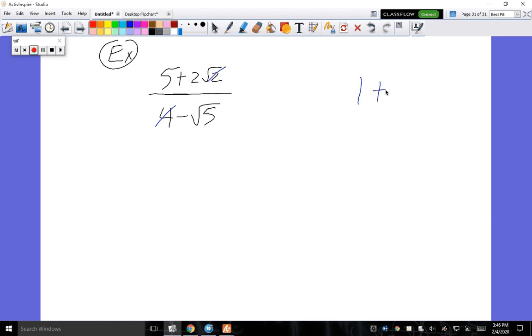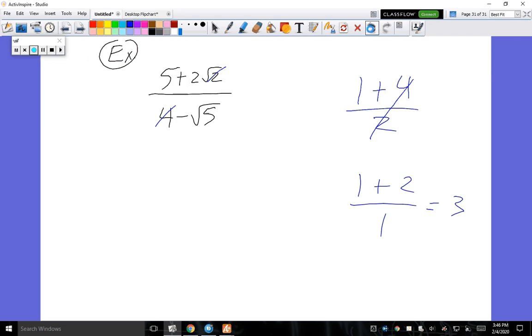Let me give you an easy problem. If I said 1 plus 4 divided by 2, that's 2.5 or 5 halves. If you cancel this, thinking that this would become 2 over 1, that's not 2.5. You can't cancel between addition and subtraction. Okay?